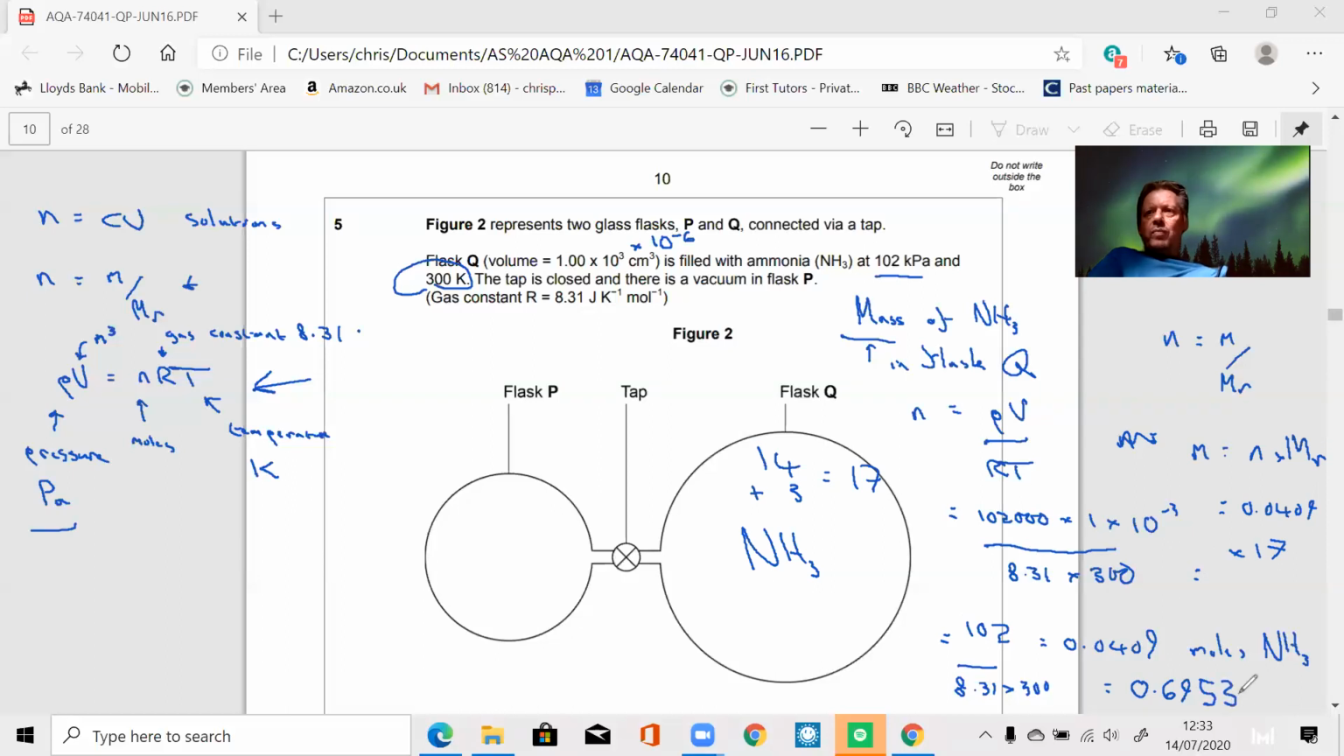Now that's grams of ammonia. So of course you can have a mass of a gas. There's no problem with that. So there's another little bit to that question. So what I'll do is I'll just pause for a moment, scroll down, and we'll complete the second bit of this question.